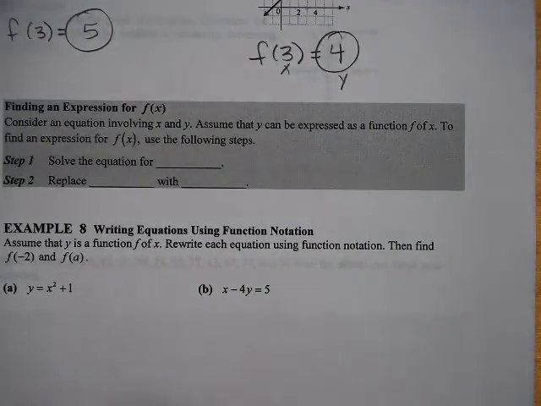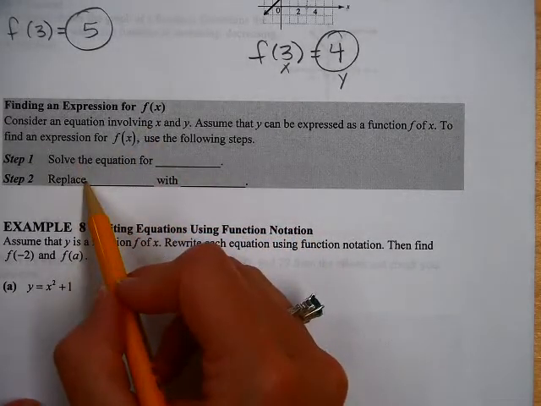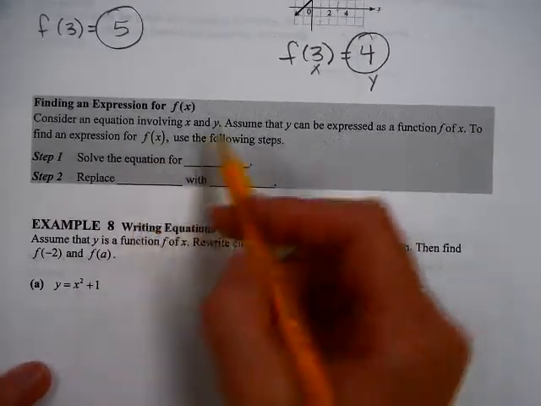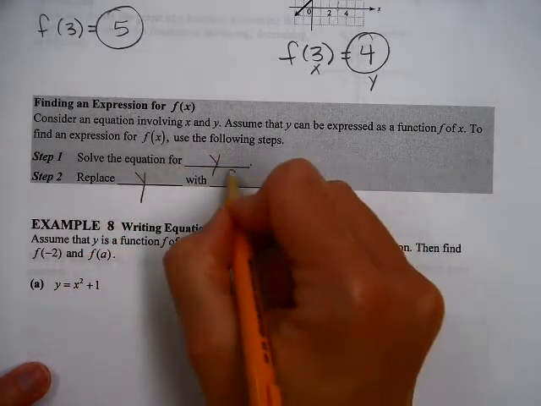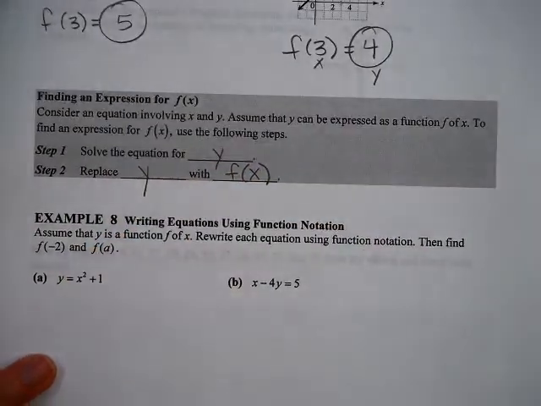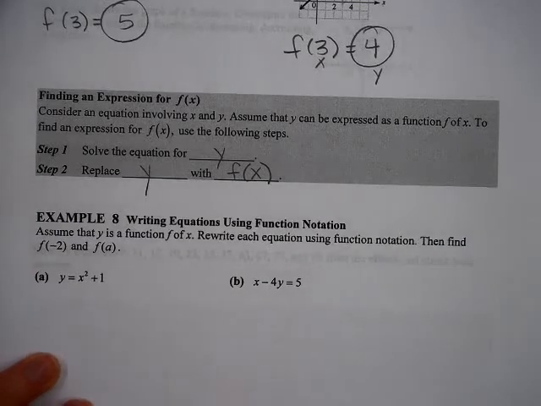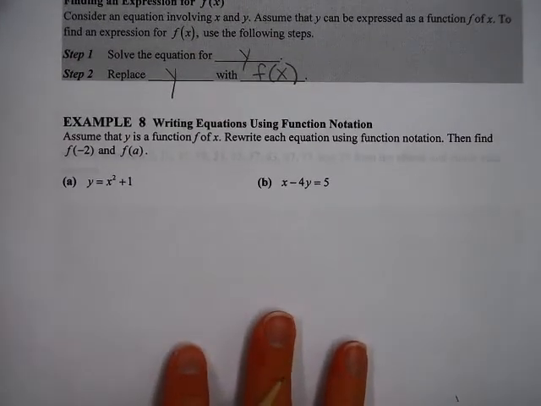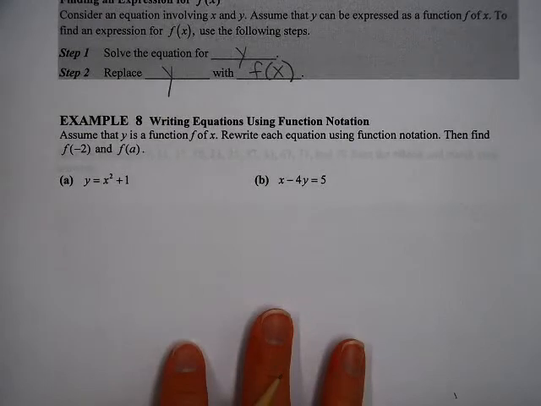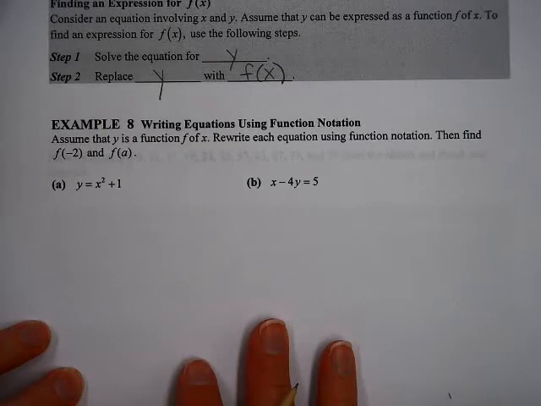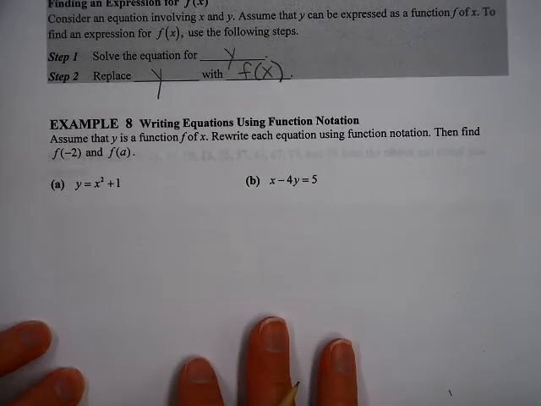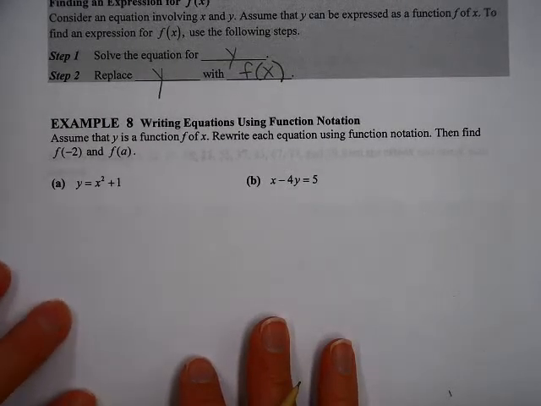Now, sometimes you're going to be asked to find an expression for f of x. To find an expression, you have two steps. One, you want to solve your equation for y. Then you want to replace y with the function notation f of x. So let's do that in example 8. Assume that y is a function f of x. Write each equation using function notation, then find f of -2 and f of a.